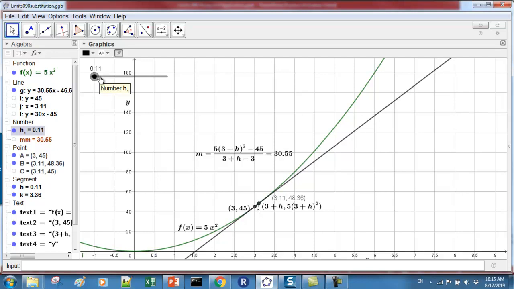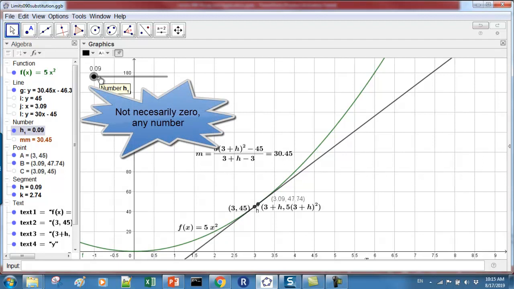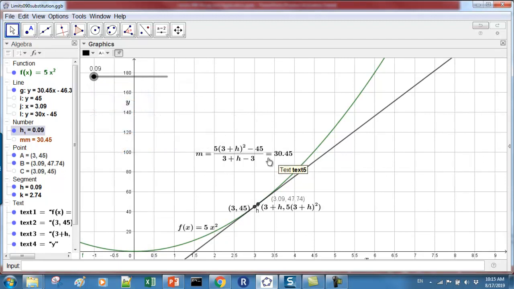So that is what we're doing when we're finding limits. We're finding the value that some function is approaching as some variable approaches 0. So I hope this little demonstration is helpful.